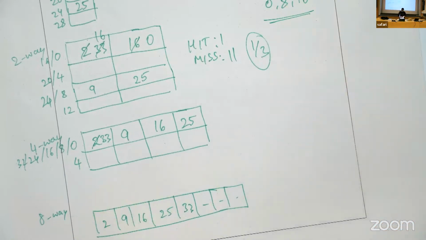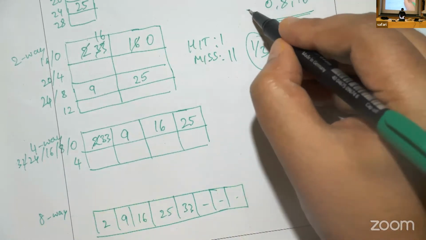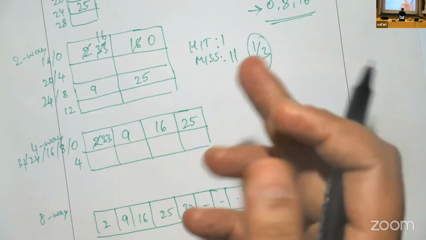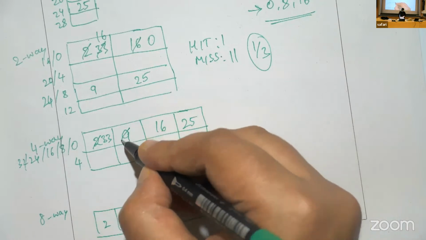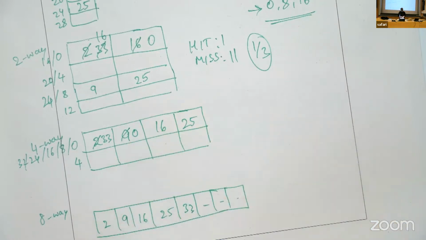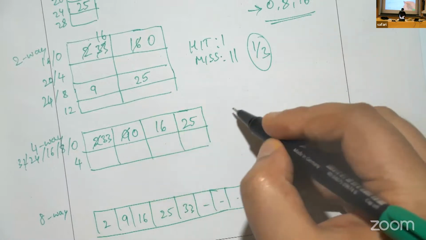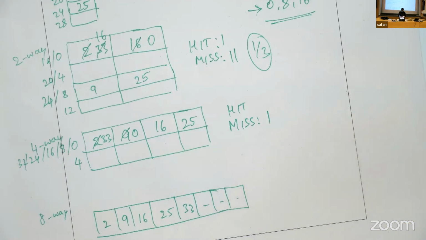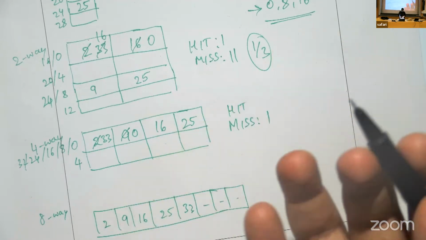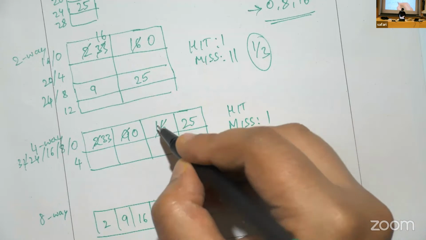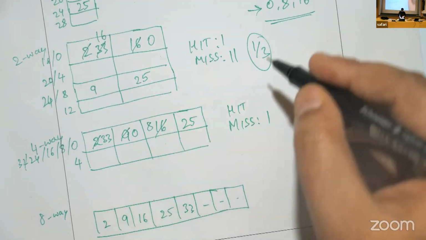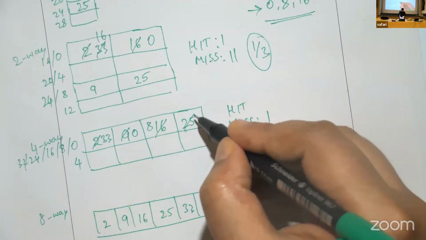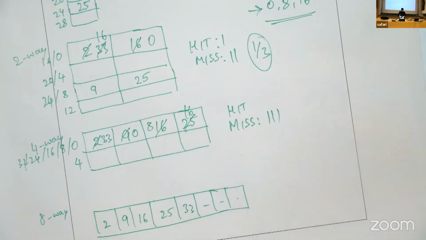And then if you go to 4-way, and if we are accessing 0, 8, and 16, so 0 is currently not available in the cache block. So we'll replace 9 with 0 because of FIFO. So you'll have 1 miss. Then 8 is also not there, so you replace this one with 8. And then 16 is also not there because we just replaced it, and then we'll replace it with 16. So you'll have 2 more misses.